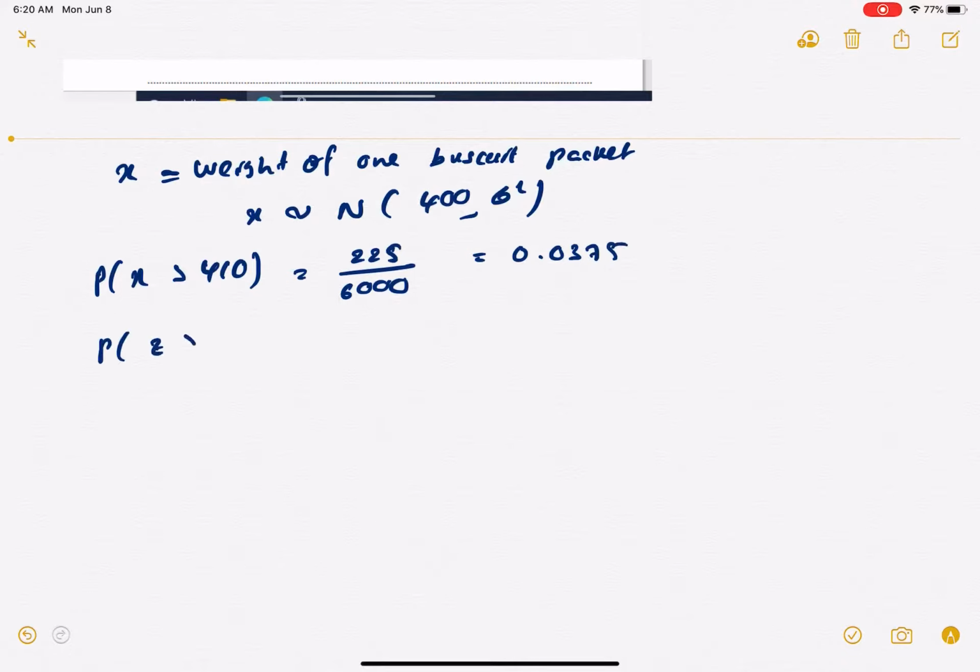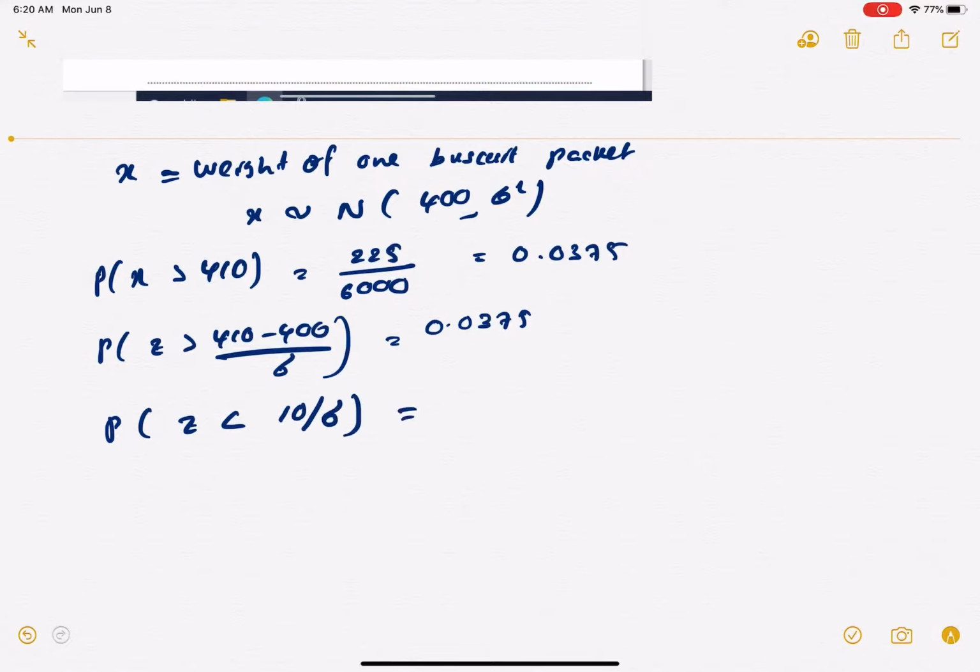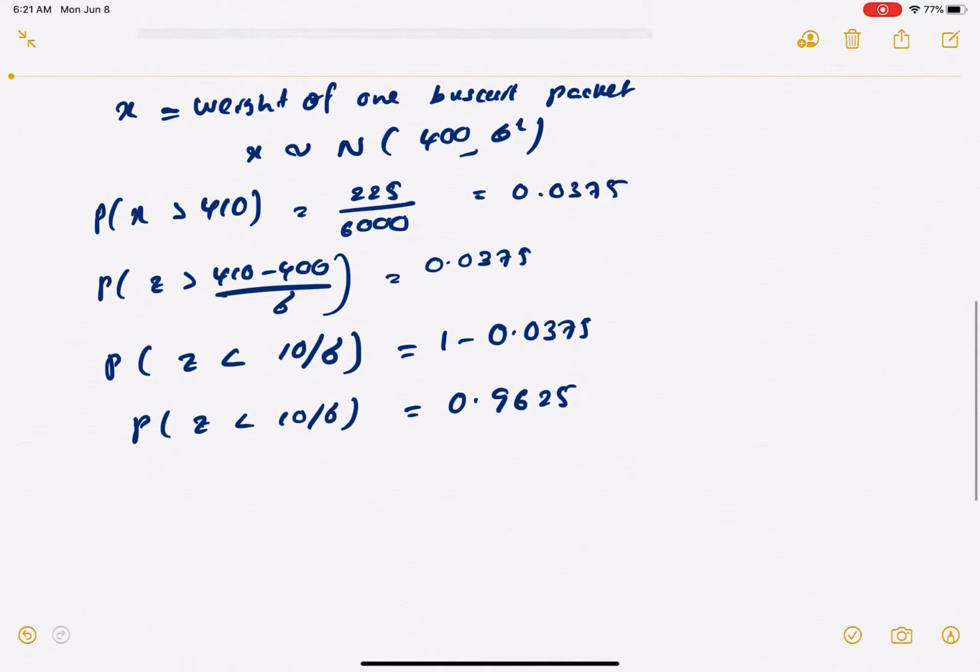So I can normalize this. Probability of z greater than (410 minus 400) over sigma is equal to 0.0375. So probability of z less than 10 divided by sigma is equal to 1 minus 0.0375, because here it is greater than this value, so less than that should be 1 minus this, which means z less than 10 over sigma is equal to 0.9625.